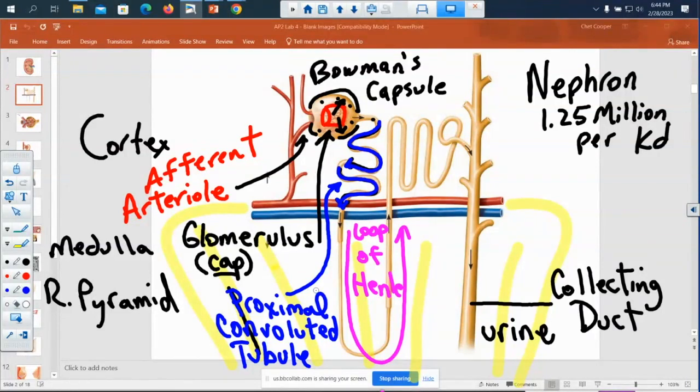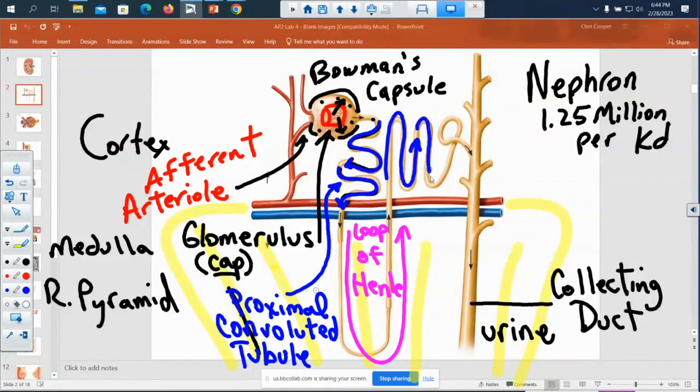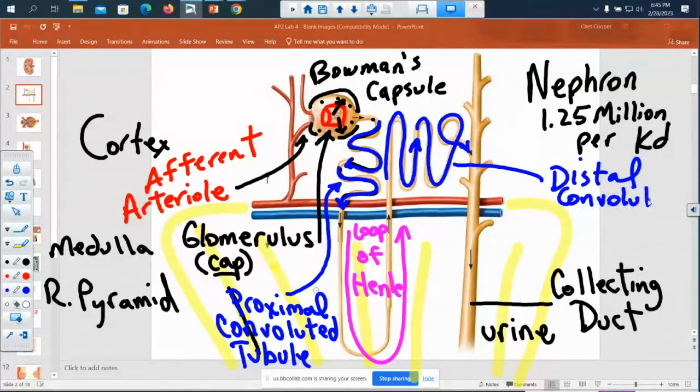Okay, after the loop of Henle, it curves up again. Right there. That's no longer the first segment, that's the last. So they call that distal. Convoluted. What's the last word going to be? Tubule. Yeah, the distal convoluted tubule. And then those distal tubules, just like this one did, plug into a collecting duct.